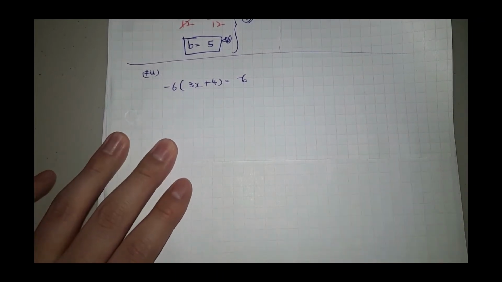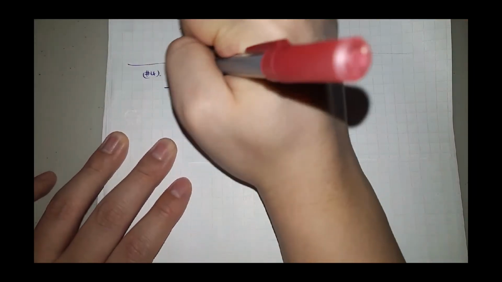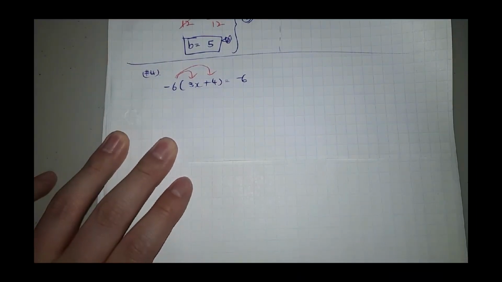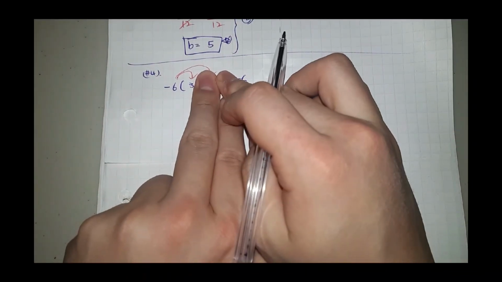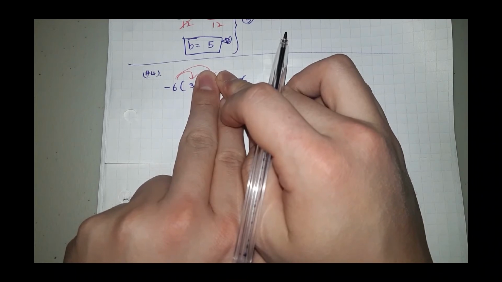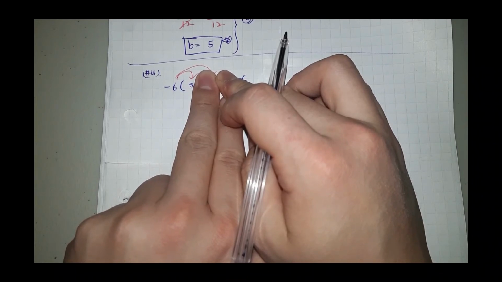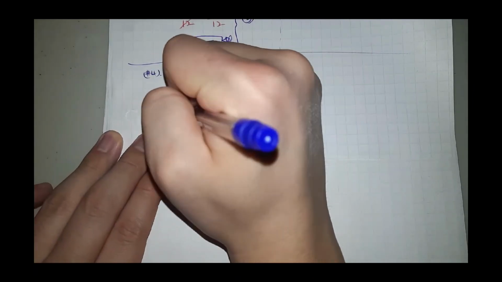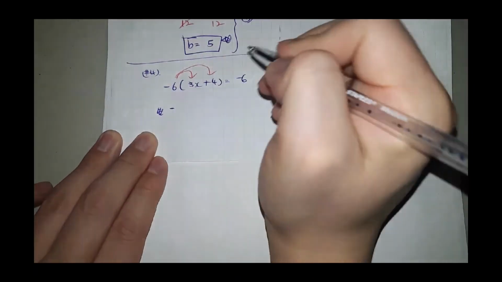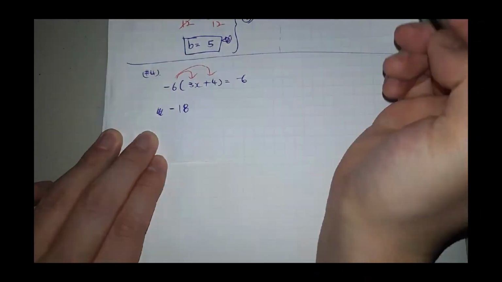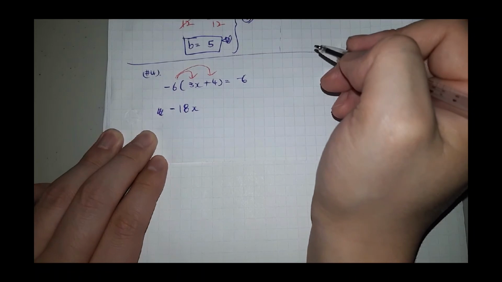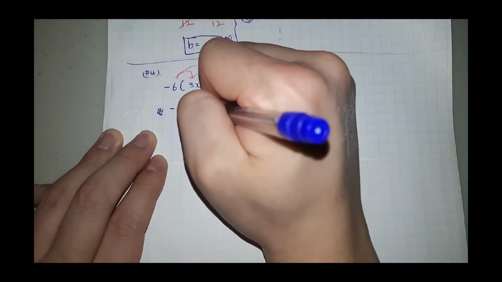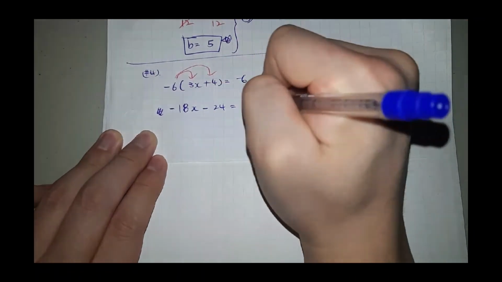Now, here's what we're going to do. Same step, expand it. The way you need to think of it is negative 6 times 3. There's a different sign, negative and positive, when they multiply. That means it's negative, and 6 times 3 is 18x. Negative 6 times 4, negative and positive give you negative. 6 times 4 is 24, minus 24.